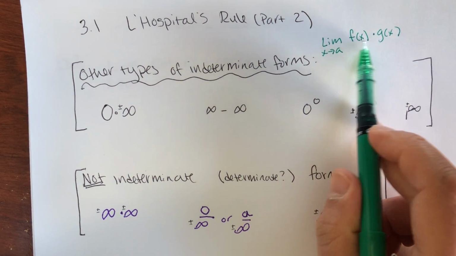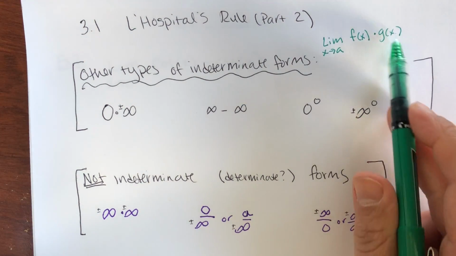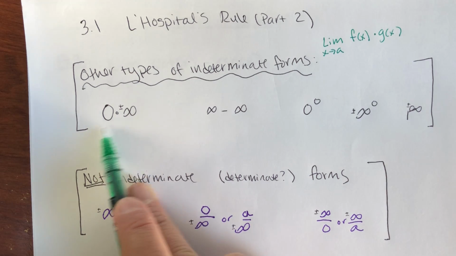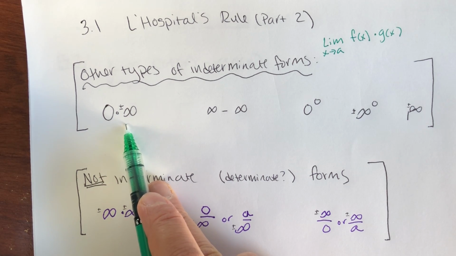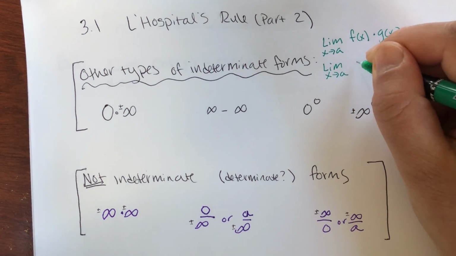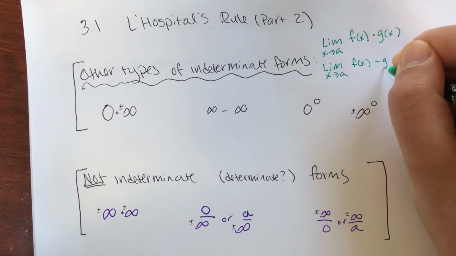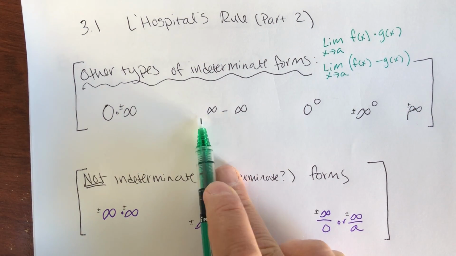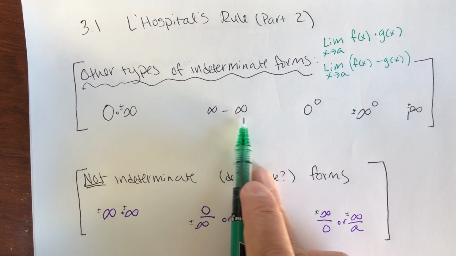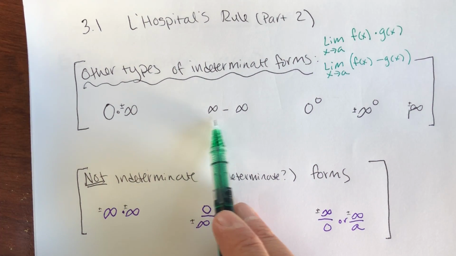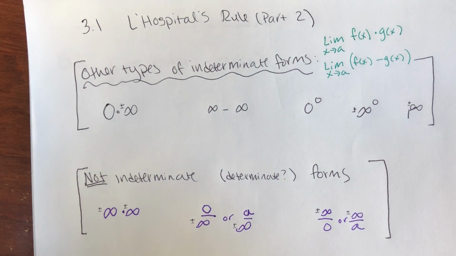And the first function f of x is heading towards 0 and the second function g of x is heading towards some infinity. That would give you an indeterminate form. That limit may or may not exist. Similarly, if you had the limit as x goes to a of some function f of x minus g of x, and both f of x and g of x were heading towards infinity, then this is an indeterminate form. This limit may or may not exist depending on how quickly each one is going to infinity.